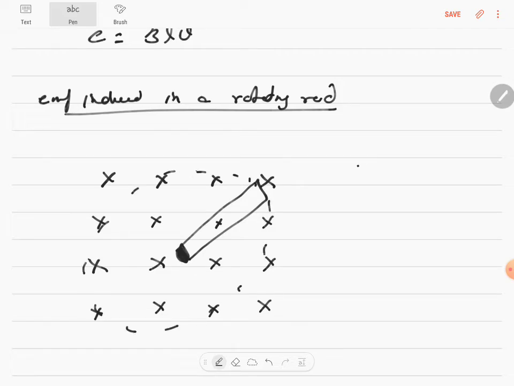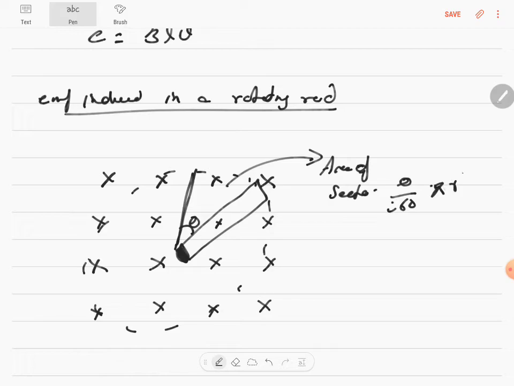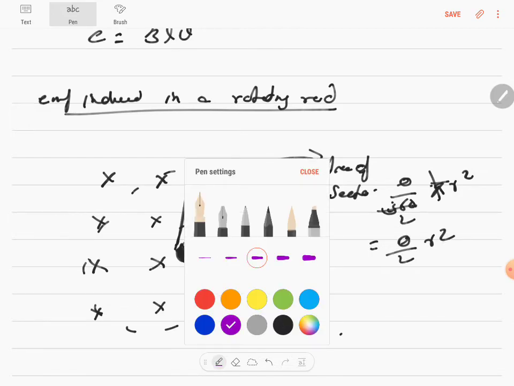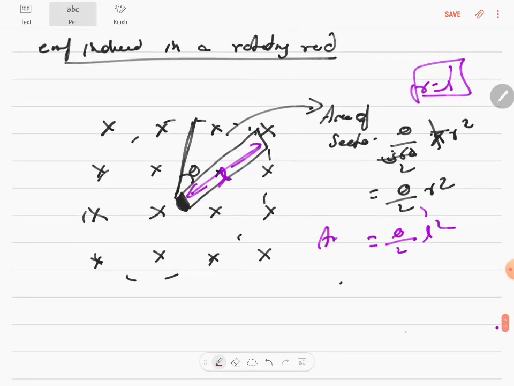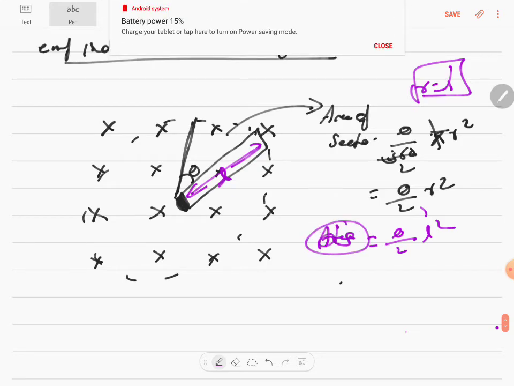At any instant it would have come here, making an angle theta, and this becomes the area of a sector. The area of a sector is theta by 360 into pi r square, and pi and 360 can be cancelled by 2. So theta by 2 into r square. This is the length of the rod, which becomes the radius, so R is equal to L in the sum. Replace it: theta by 2 into L square. That is my area of a sector, or ds.